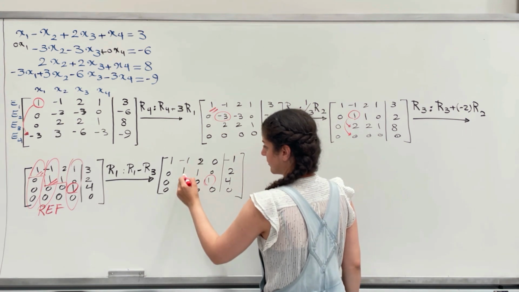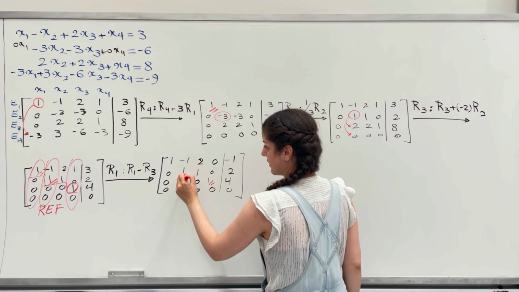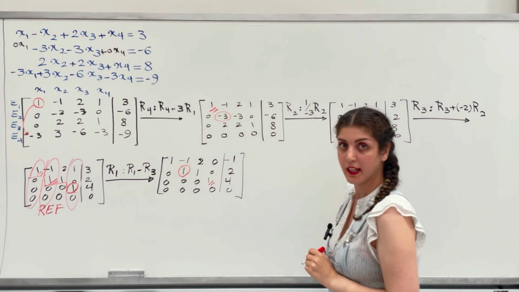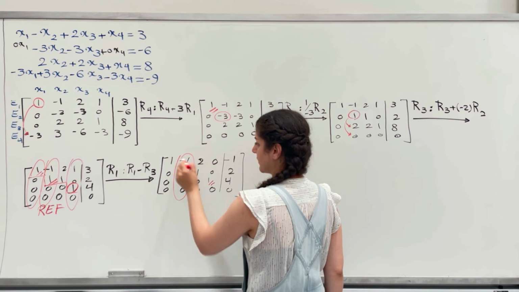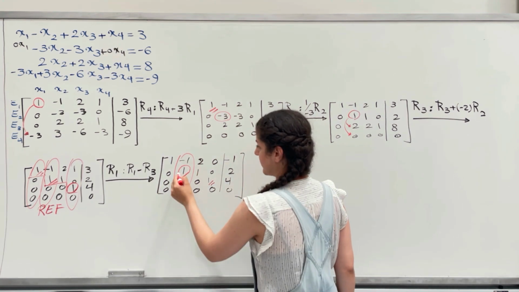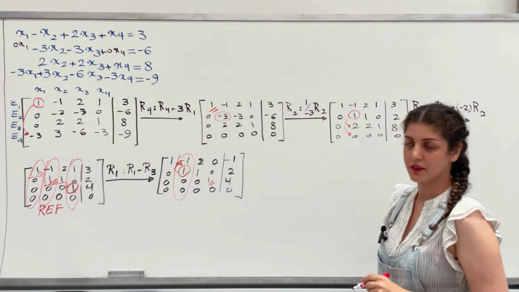So we are done with this one. We are good with this one. This was another leading entry. I'm going to focus on that, okay? I'm going to use this column, and I'm going to use this to make everything above to be 0.